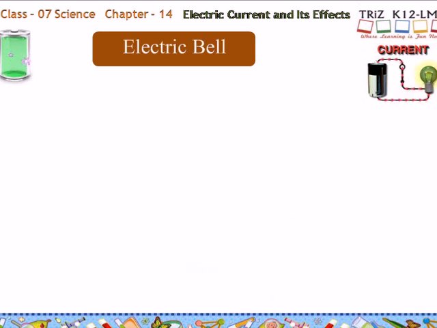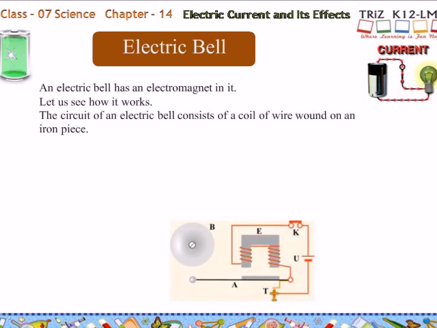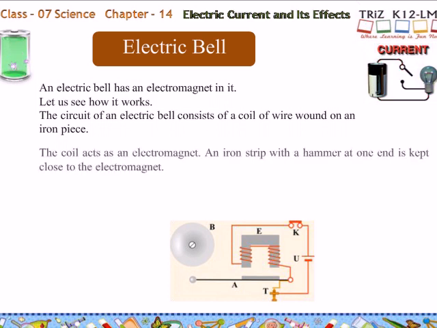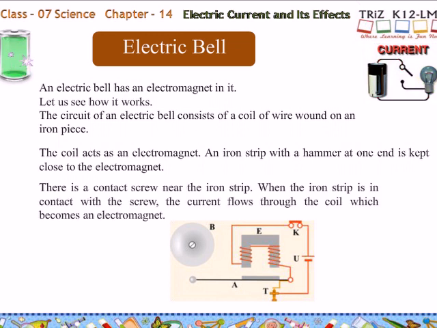Electric bell. An electric bell has an electromagnet in it. Let us see how it works. The circuit of an electric bell consists of a coil of wire wound on an iron piece. The coil acts as an electromagnet. An iron strip with a hammer at one end is kept close to the electromagnet. There is a contact screw near the iron strip. When the iron strip is in contact with the screw, the current flows through the coil, which becomes an electromagnet.